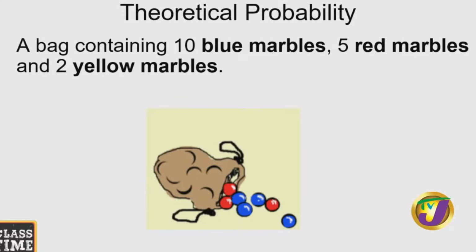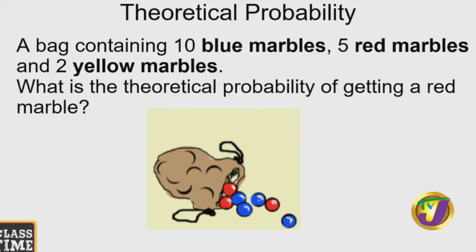Theoretical probability. A bag contains 10 blue marbles, 5 red marbles, and 2 yellow marbles. What is the theoretical probability of getting a red marble? So there is a difference between experimental and theoretical, correct? Yes. All right, so let us see.